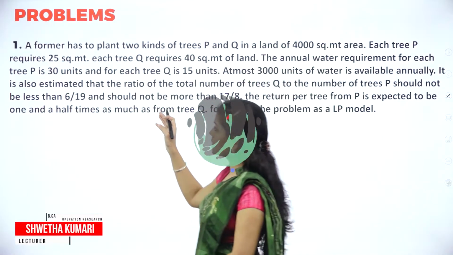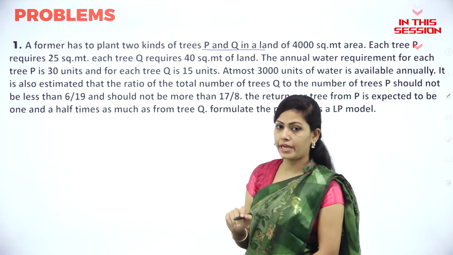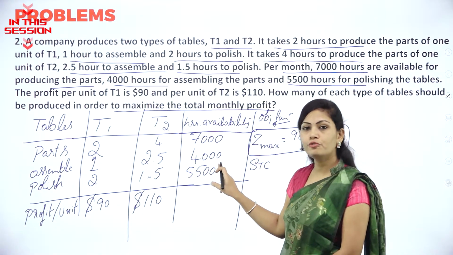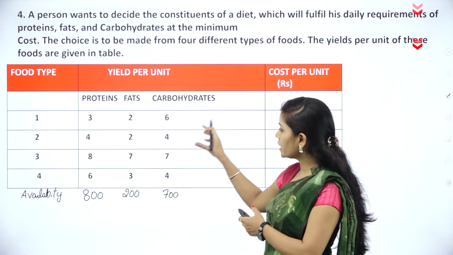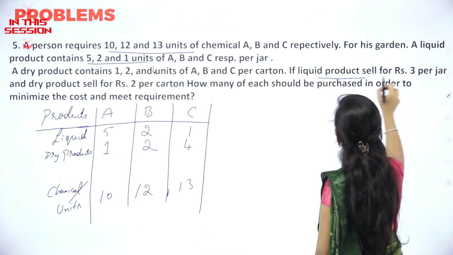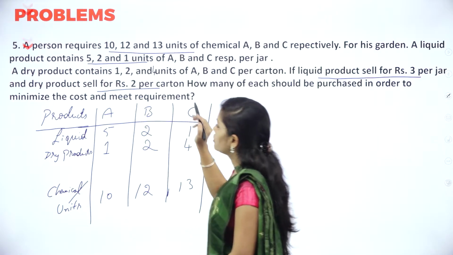So first problem is, a farmer has to plant two kinds of trees P and Q in a land. 1x plus 2.5y less than or equal to 4000. So here we have one table. So using this table we can construct LP model. If liquid product sell for 3 rupees per jar and dry product sell 2 rupees per carton.